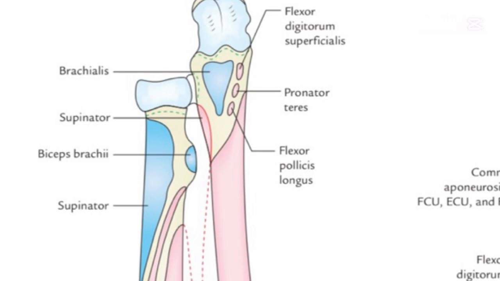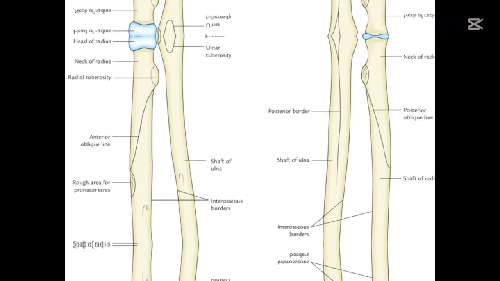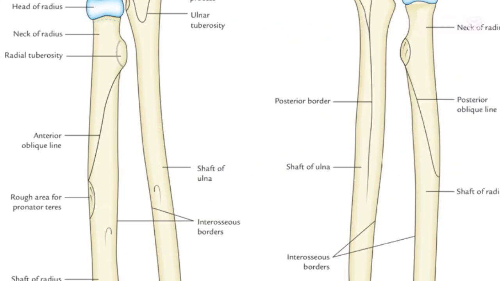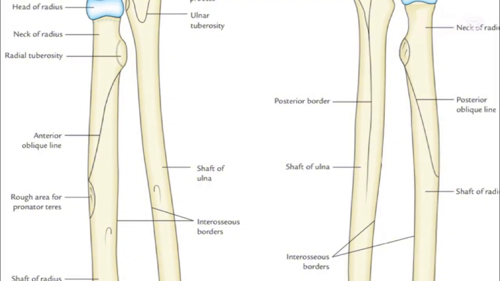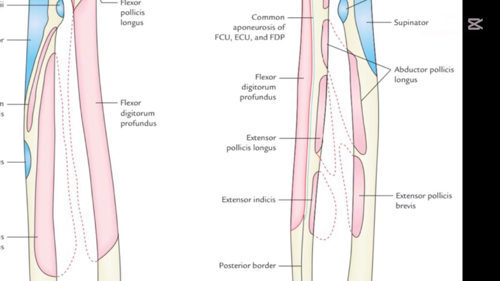Now if you go to the borders, which is the shaft, very important. What can you see there? In the shaft, you can see the anterior oblique line, you can see the posterior oblique line visible. These are also very important landmarks, because in the anterior oblique line, that is where the radial head of the flexor digitorum superficialis is originating from. The radial head of the flexor digitorum superficialis, which is the muscle of the anterior compartment of the forearm.